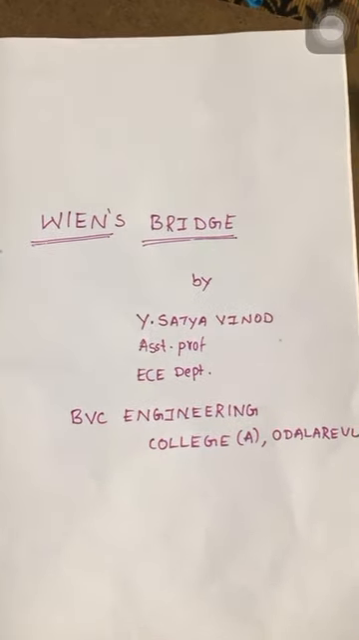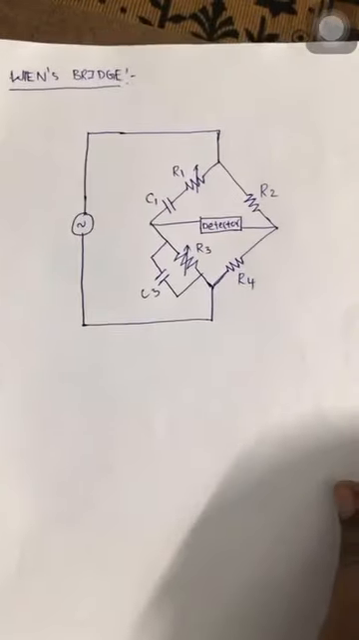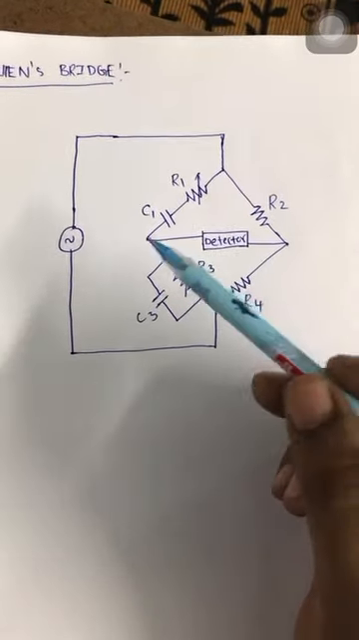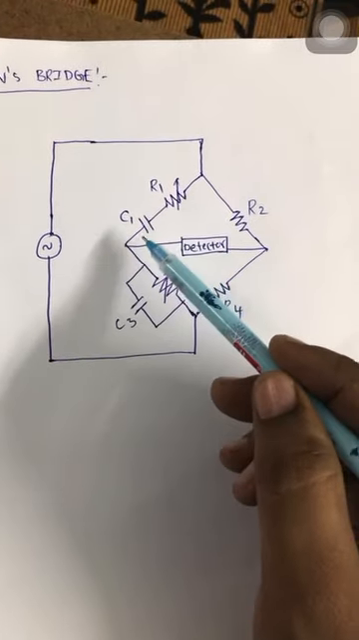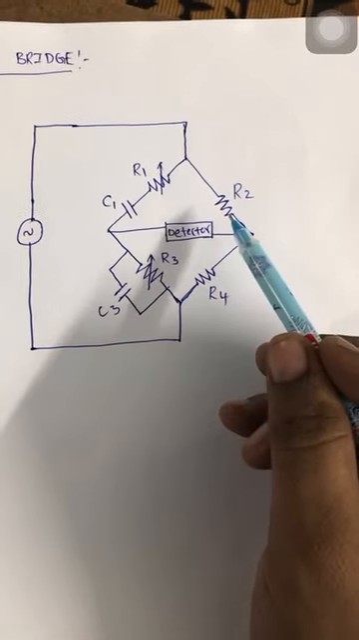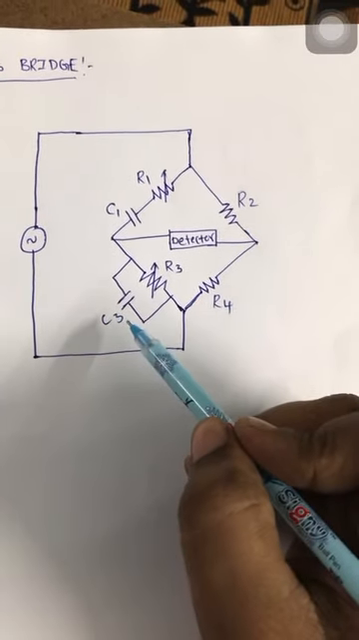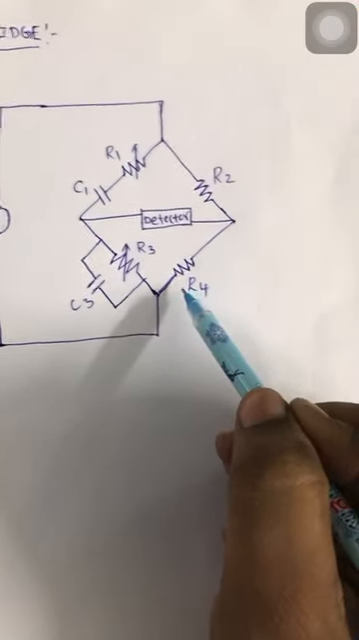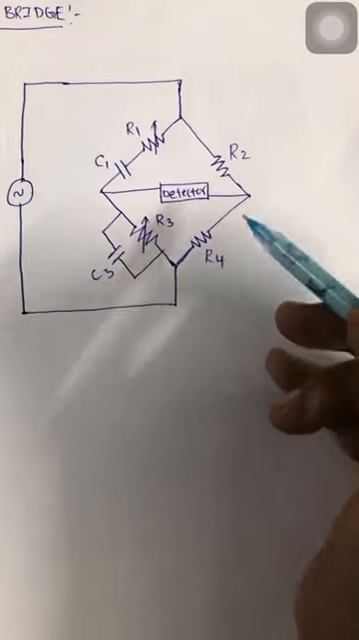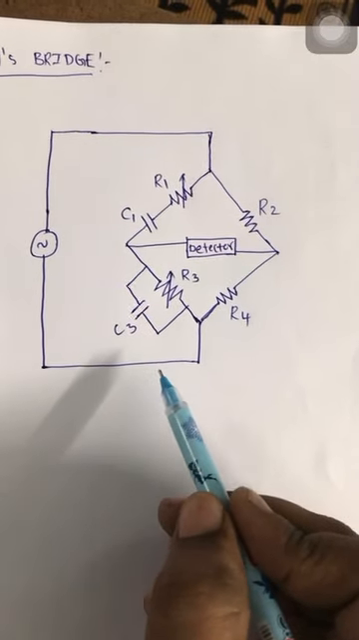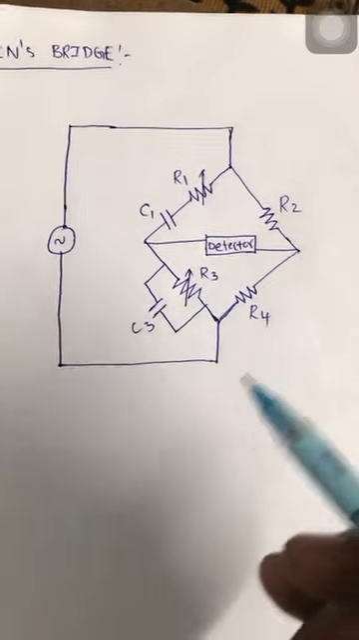Today we are going to discuss about Wien's Bridge. So here, the Wien bridge is used to measure the unknown frequency, and it consists of the arm 1, the combination of R and C, and it also consists of the arm 2, that is R2 we are having, and arm 3 is the parallel combination of R and C, and we are having the arm 4 R4. And this Wien bridge is also used for measuring the unknown capacitance also.